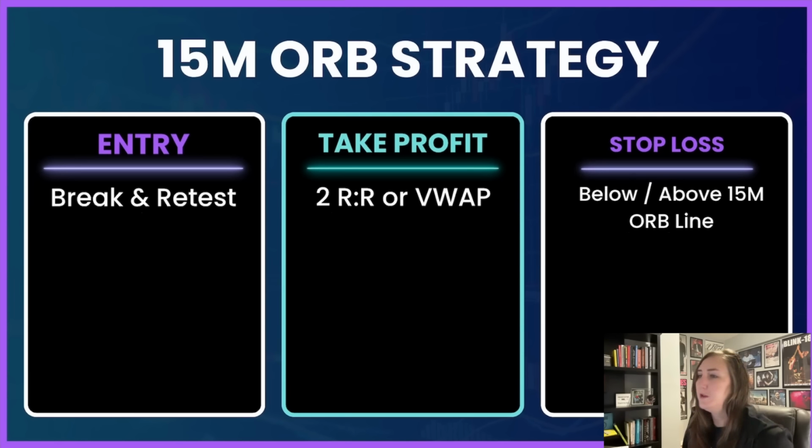So with the 15-minute ORB strategy, here is exactly what we're looking for. Entry at the break and retest. Take profit, you can simply set a 2 risk-reward ratio, double the risk. Or we're going to take a look at the VWAP lines here, so volume weighted average price. And then our stop loss, depending on if you're taking a long or short, goes below or above the 15-minute ORB line.